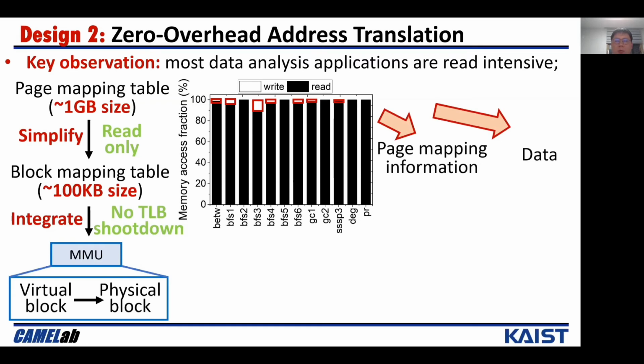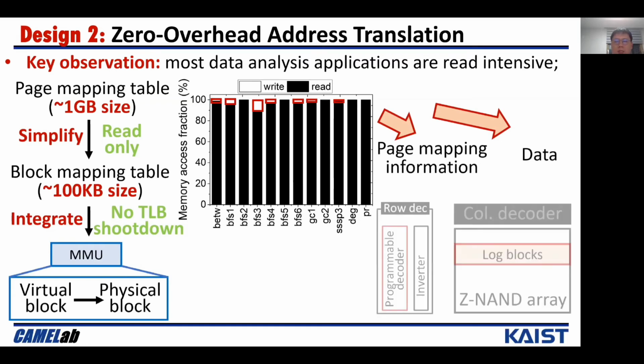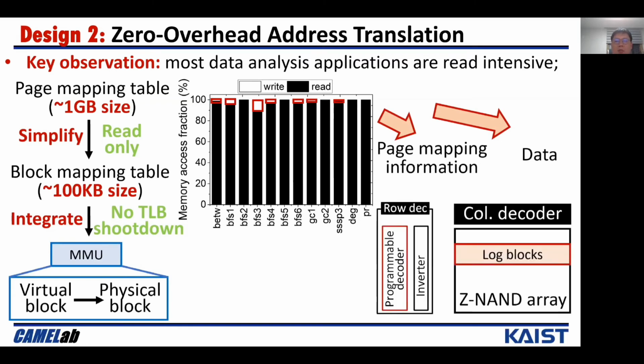Specifically, we'll employ a programmable row decoder in the ZNAND. We can program the page mapping information in the programmable decoder. For the incoming memory request, the row decoder can redirect the request to access the target flash page. We also allocate log blocks to store the updated data. The log blocks are different from the data blocks which are recorded in the memory management units.